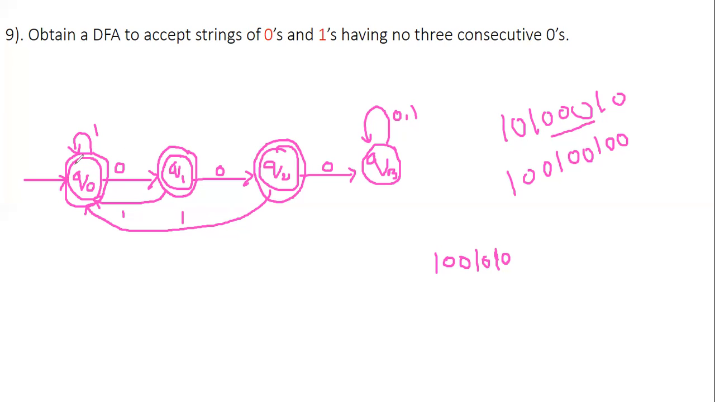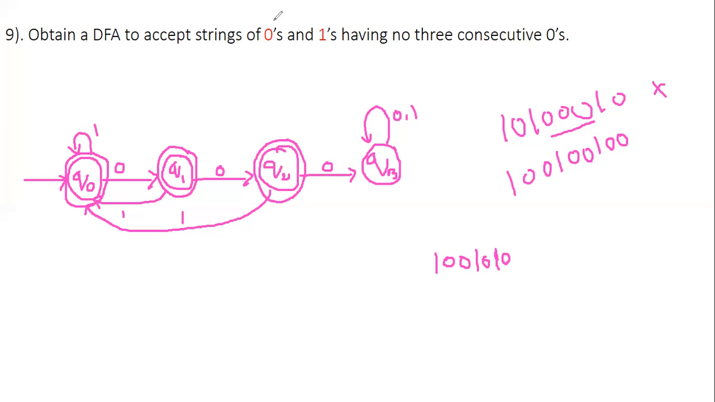Okay, we'll observe this input. 101 we have, right? 101. You are in Q0 again. Later, 000 we are having. You are in Q3. Later, 10 you are having: 1 inside Q3 itself, 0 inside Q3 itself. So this will be rejected.